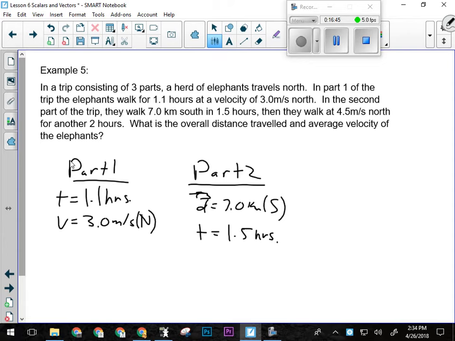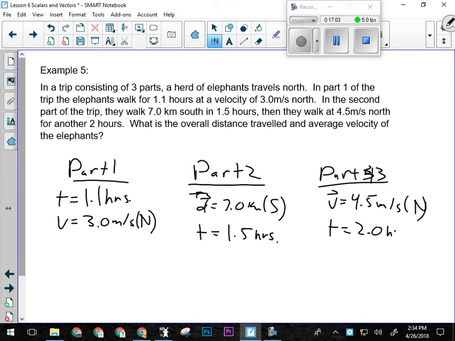And then in part three, they walk at 4.5 meters per second north for 2 hours. All right, so there's what we know.